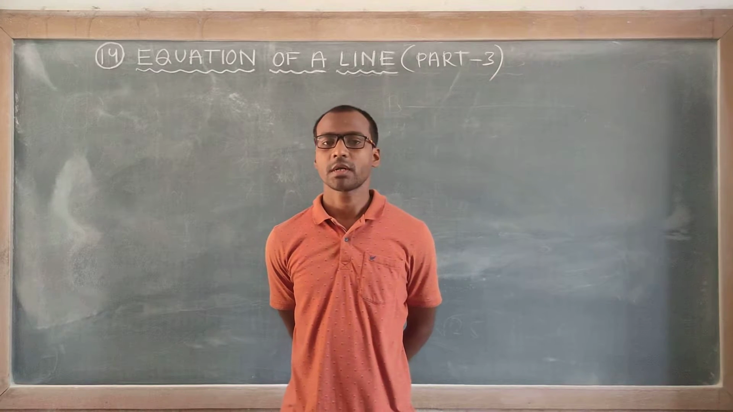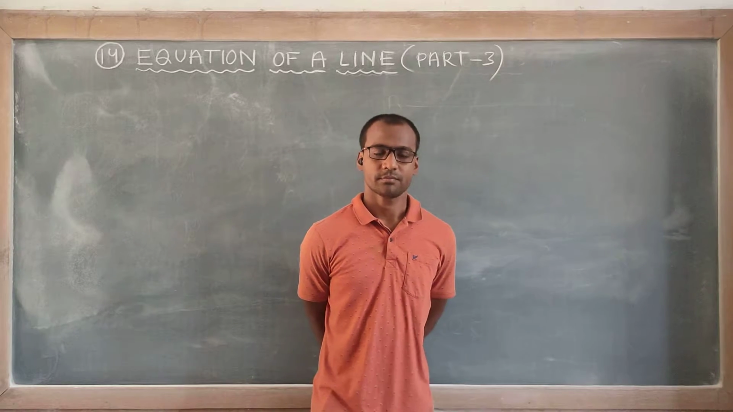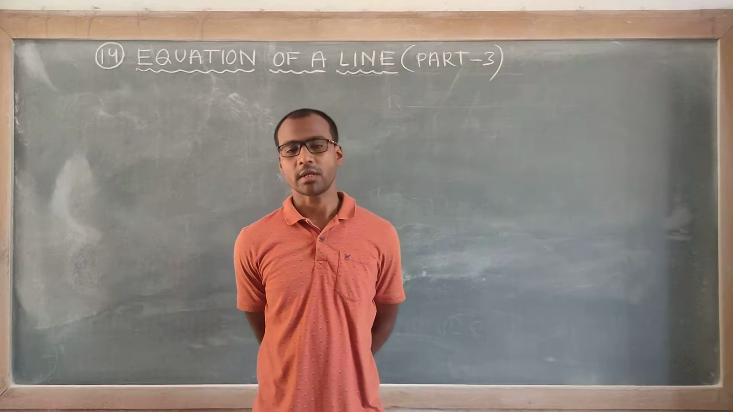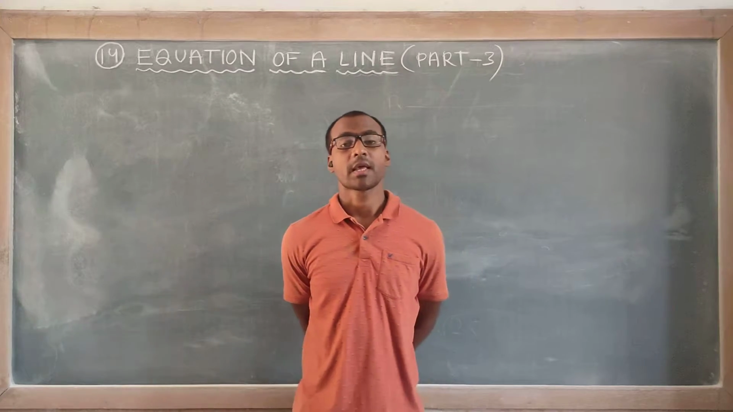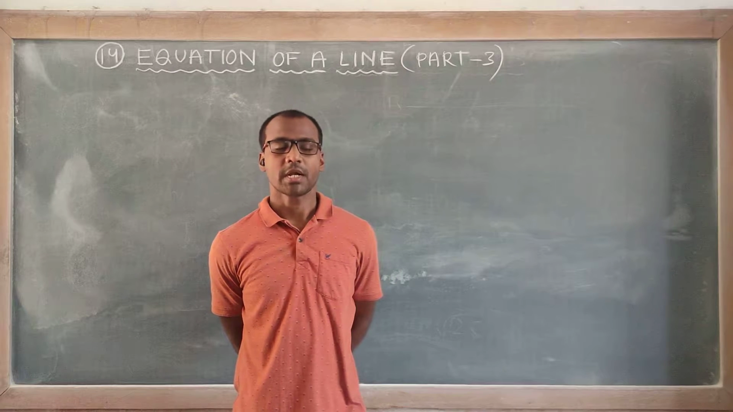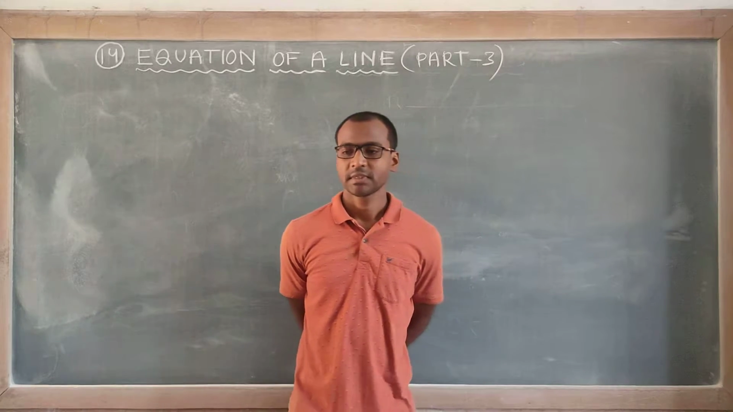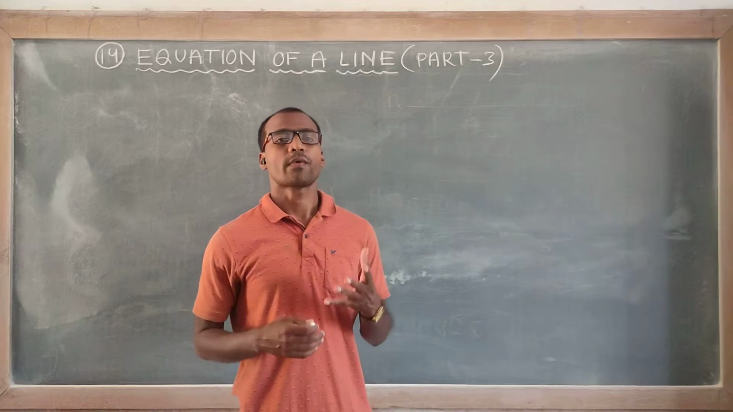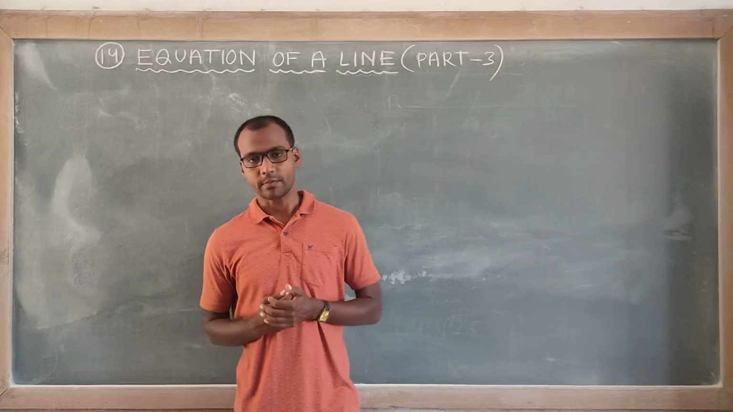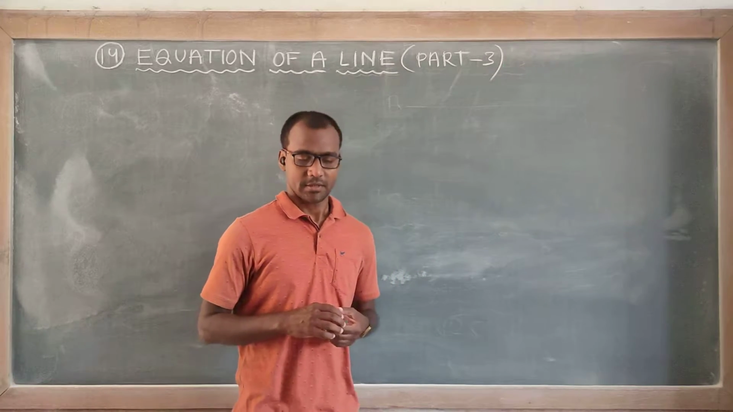I have told about linear equation in one variable, linear equation in two variables, their general form, then concepts related to linear equation in one variable and two variable, then angle of inclination, then slope of a line or gradient of a line, slope of parallel lines, slope of perpendicular lines, then how to find the slope of a line if the angle of inclination is not given but 2 points are given. So in the first two parts I have explained the basics of equation of a line.